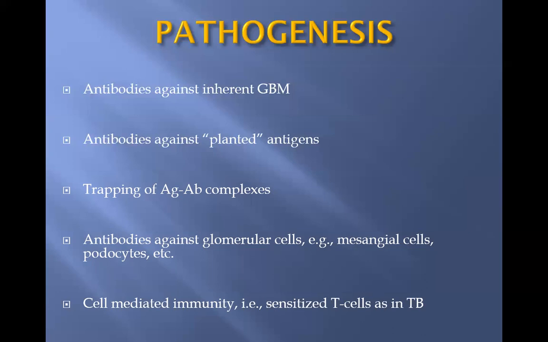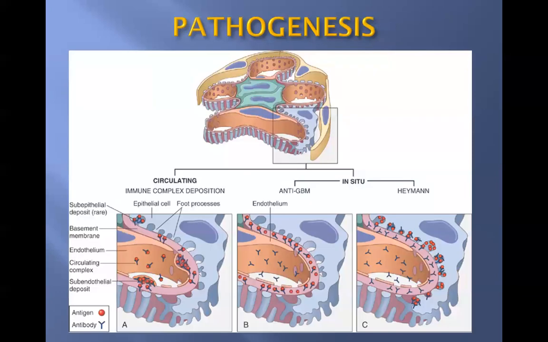Now, the important thing here: when there is antibody against inherent glomerular basement membrane, and you see it under an immunofluorescence microscope, there will be a linear deposit of IgG. Linear deposit. Planted antigen antibodies as well as antibody complexes, when you see under the immunofluorescence microscope, will show a granular deposit of this antibody. So let's go on and see what's going on.